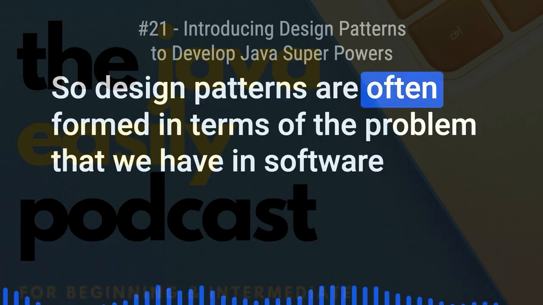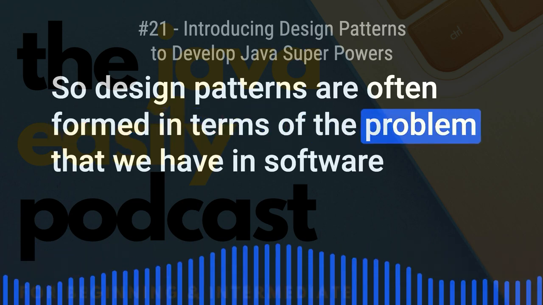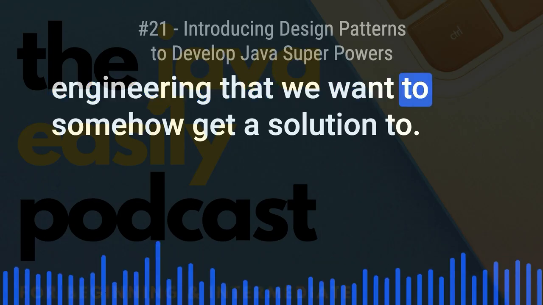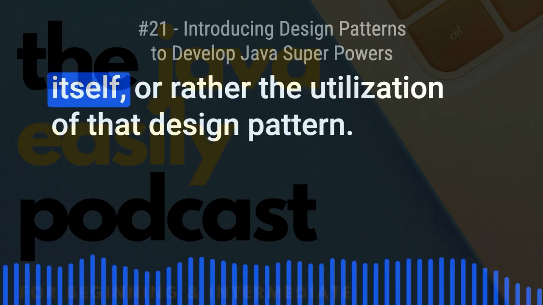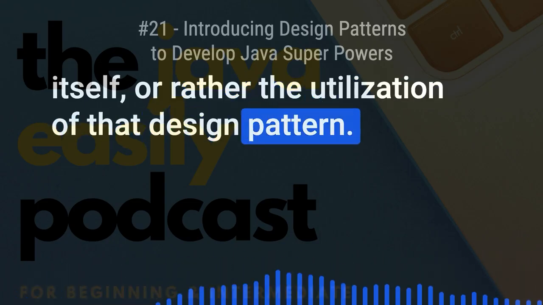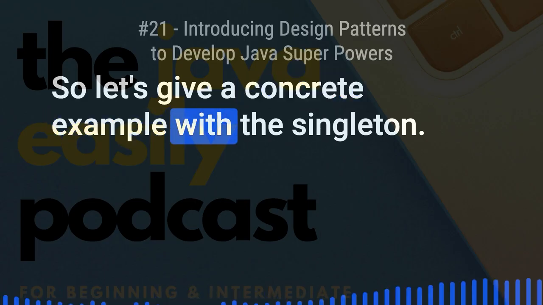So design patterns are often formed in terms of the problem that we have in software engineering that we want to somehow get a solution to. And then the solution is the actual design pattern itself, or rather the utilization of that design pattern. So let's give a concrete example with the singleton.